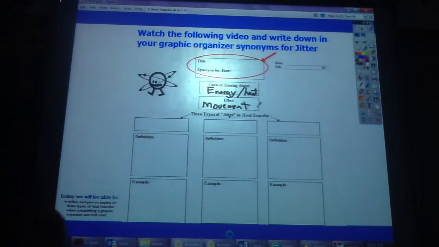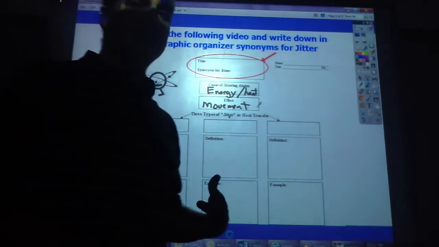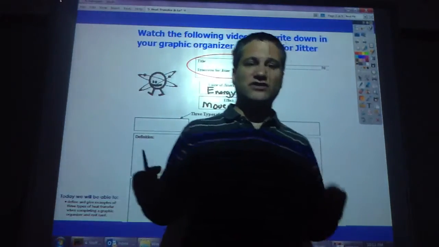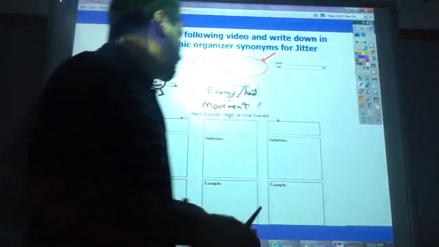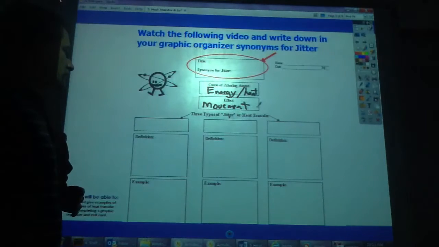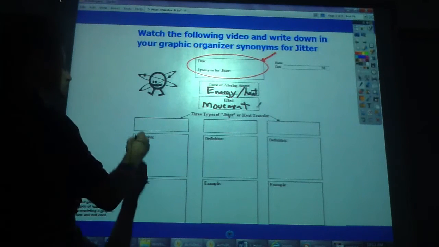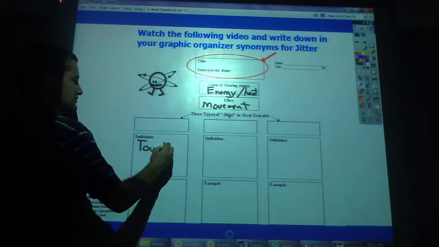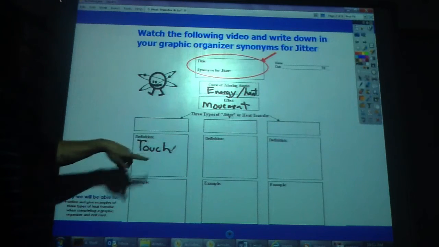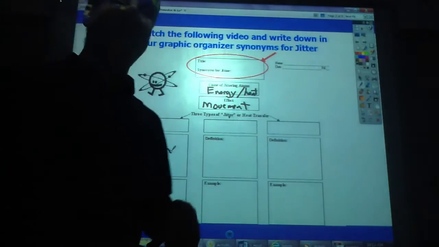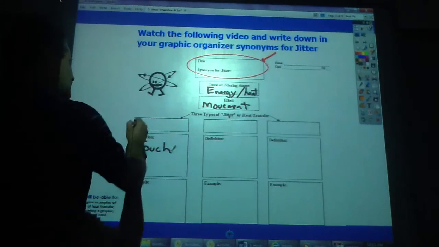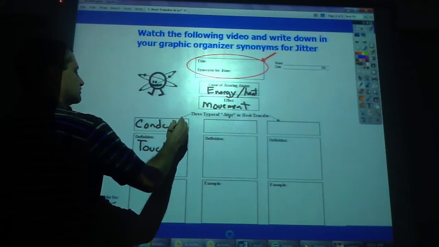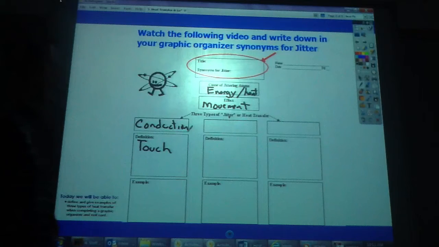Now, when we talk about heat transfer, that energy can get transferred in a bunch of different ways. For example, we can transfer heat through touch. And the reason I put that in the definition box is because there's a fancier word for that, and it's conduction.